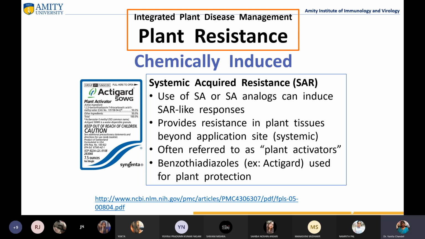Then chemically induced systemic acquired resistance. Some systemic acquired resistance analogs can induce systemic acquired resistance-like responses, which provide resistance in plant tissue beyond the application site. These are referred to as plant activators, such as benzothiadiazole. Actigard is basically one which comes under a sales name in the market, which is used for plant protection.